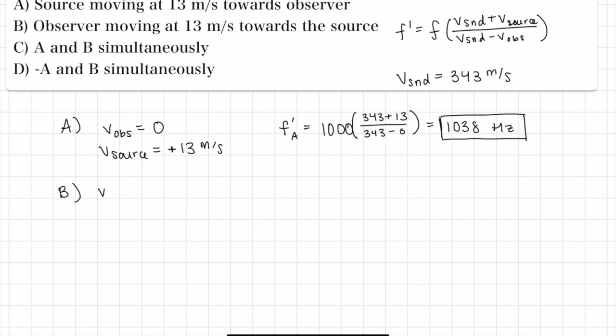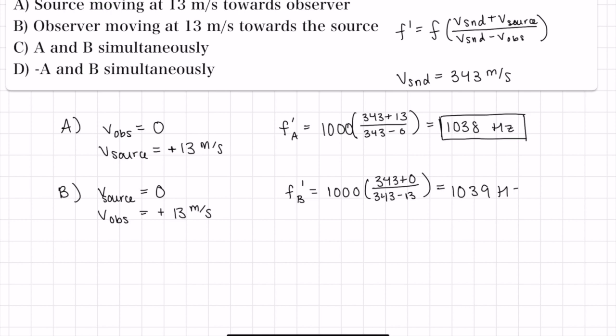For B, we have the velocity of our source equals 0, and the velocity of our observer is, again, plus 13 meters per second because they're moving towards each other. Our F B prime is 1000 times (343 plus 0) over (343 minus 13), which gives me 1039. So almost exactly the same as above, which we would expect.